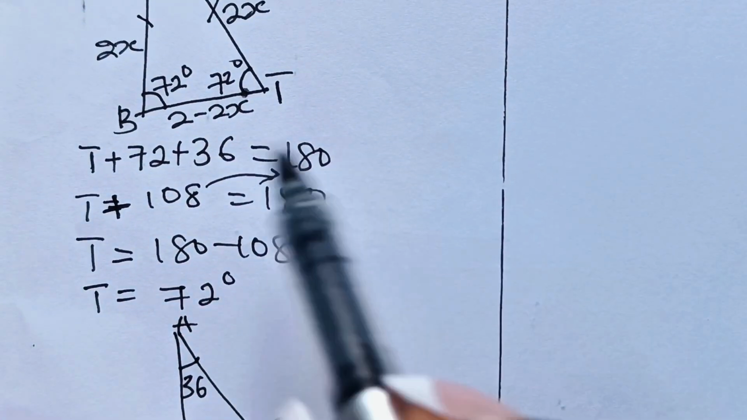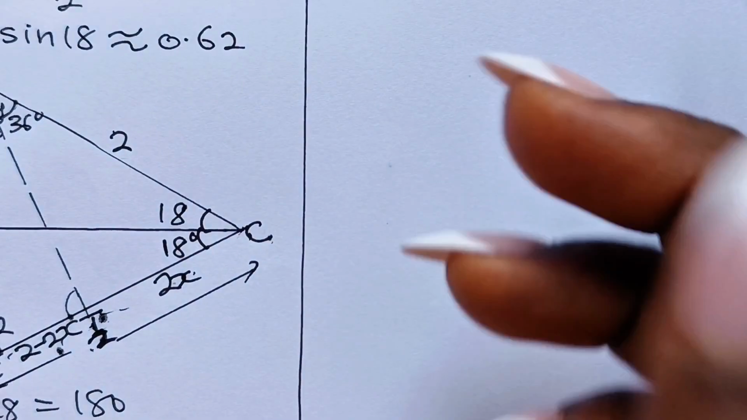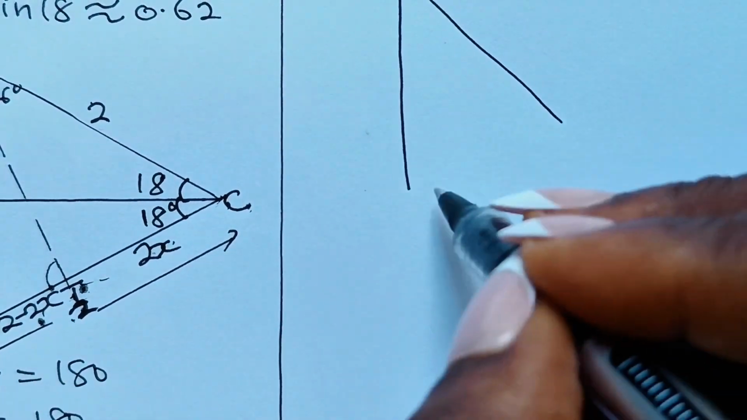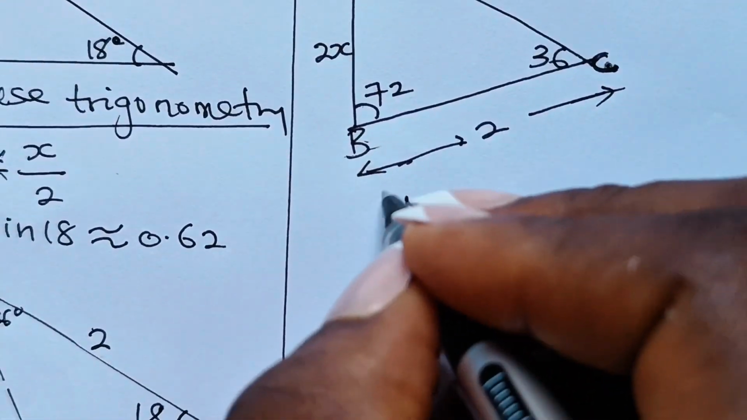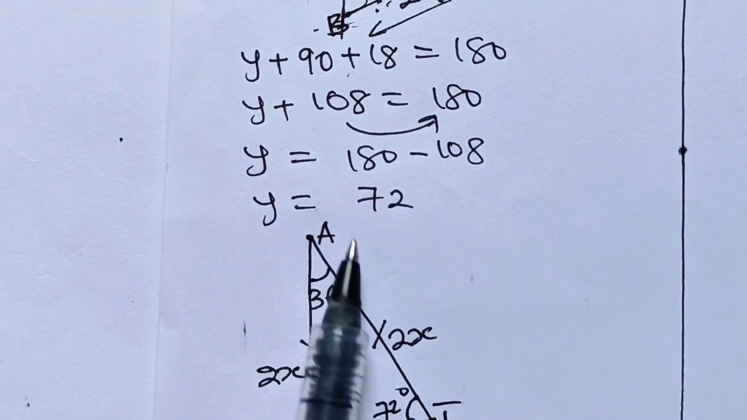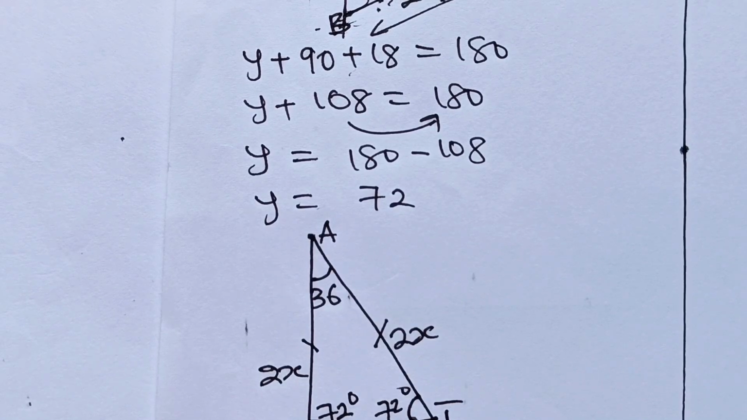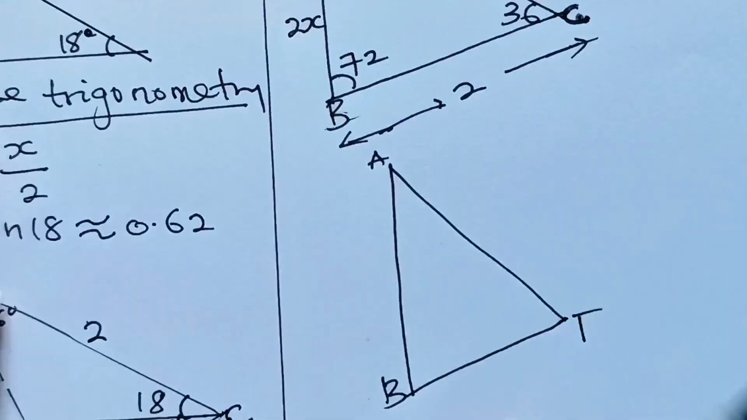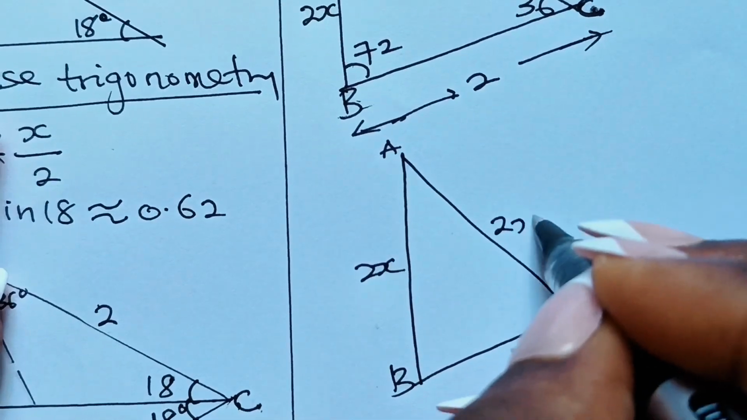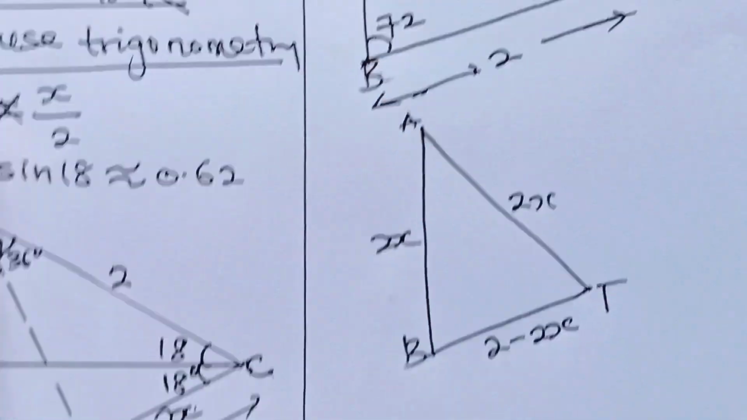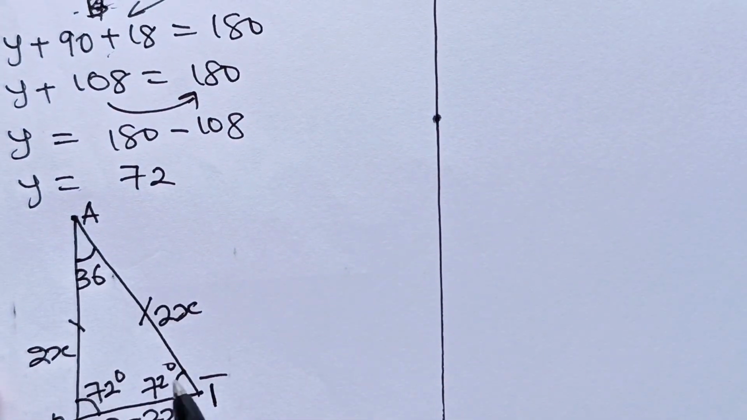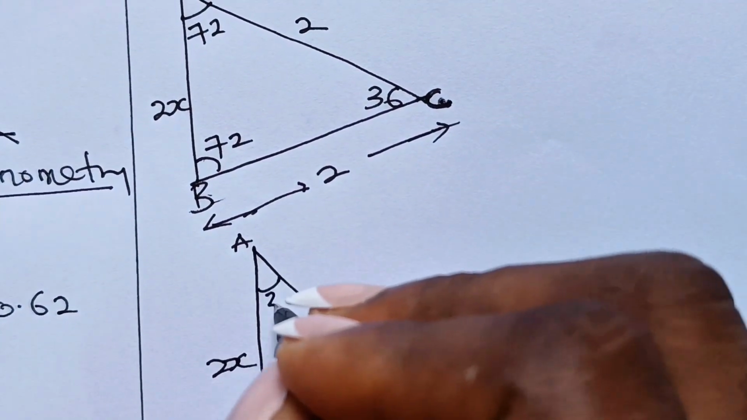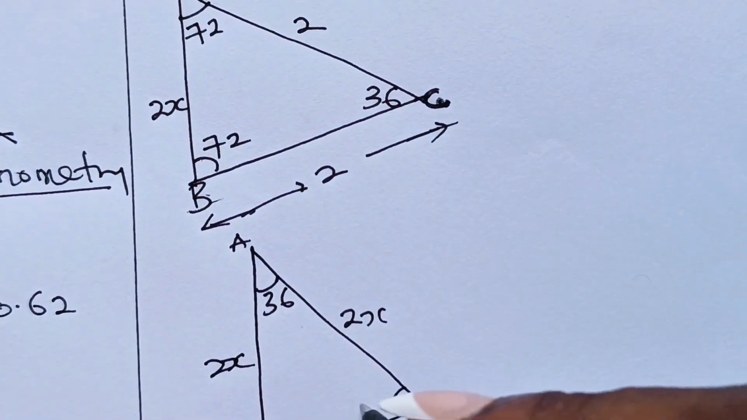All right. Now, let us draw this here. I'm going to reproduce that because these two triangles are similar and that is what will give us what we want. So, this is triangle ABT. So from here, you can see that our AT is 2x, our AB is 2x, and this is 2 minus 2x. Now, the angles involved, we have 36, 72, and 72.